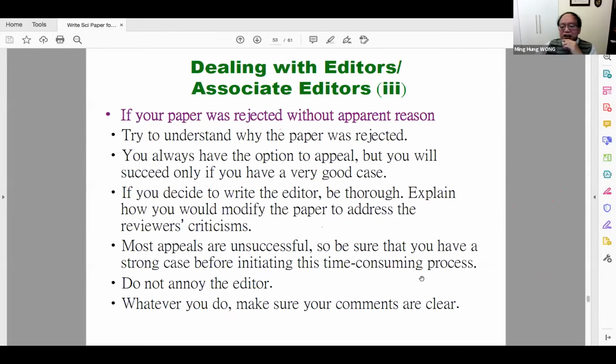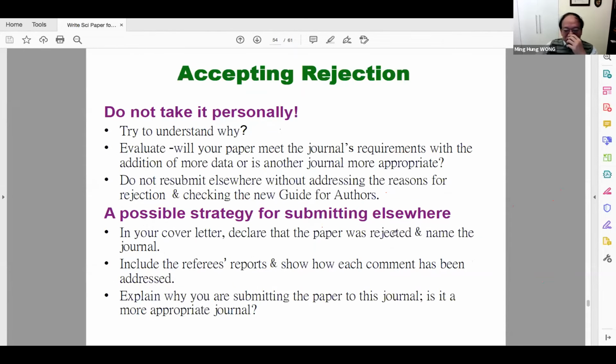If your paper was rejected with apparent reason, don't take it so personally. I had this a lot, especially in the early days. In the early days, I felt very upset and didn't feel active for a few days. But I think this is the fact. You have to sit back and look at the reasons. Accepting rejection, as I mentioned, do not take it personally. Even the Nobel laureates got rejected. So you need to decide whether you want to submit to another journal and which journal.